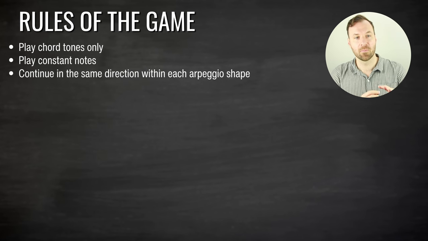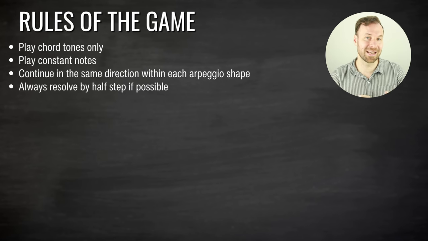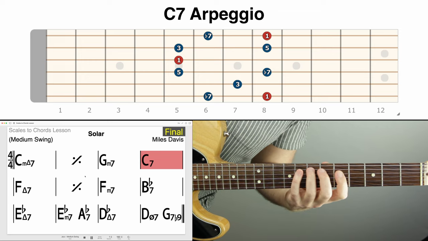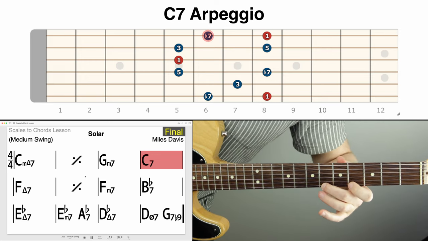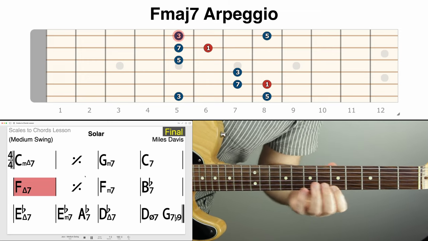Okay, so first I'll say always resolve by half step if possible. Okay, if that's backwards or forwards, if you can resolve by half step, you resolve by half step. So this C dominant 7 resolves backwards to F. Okay, that's the third.